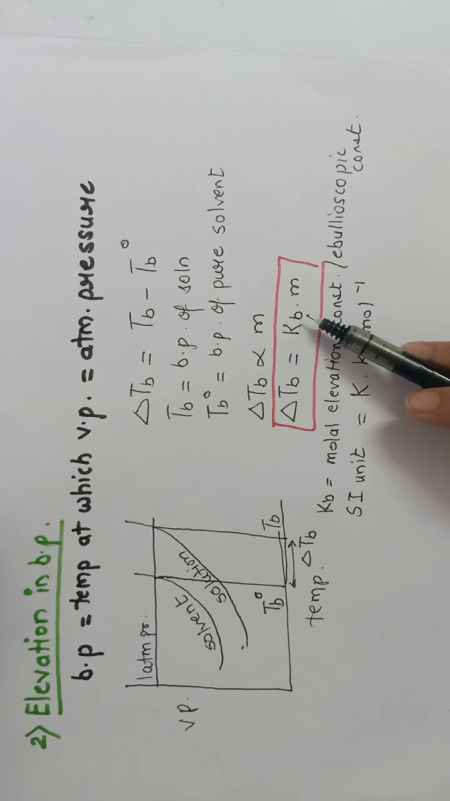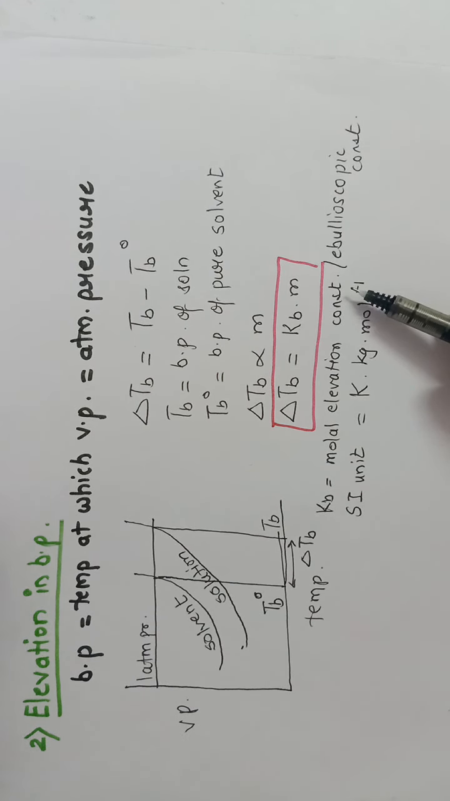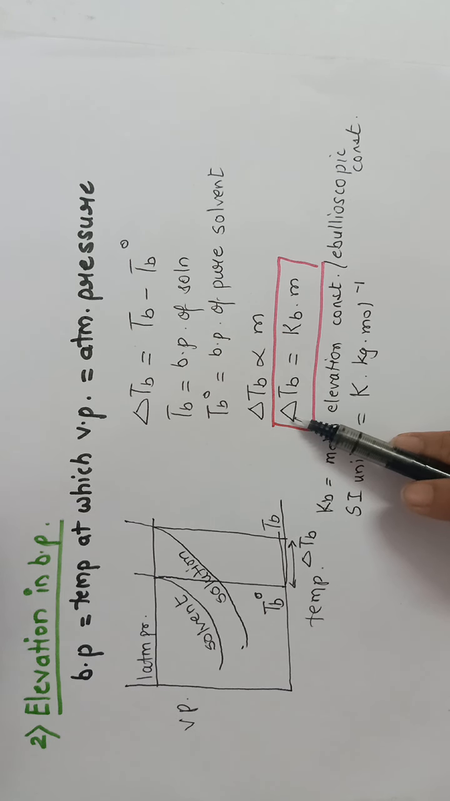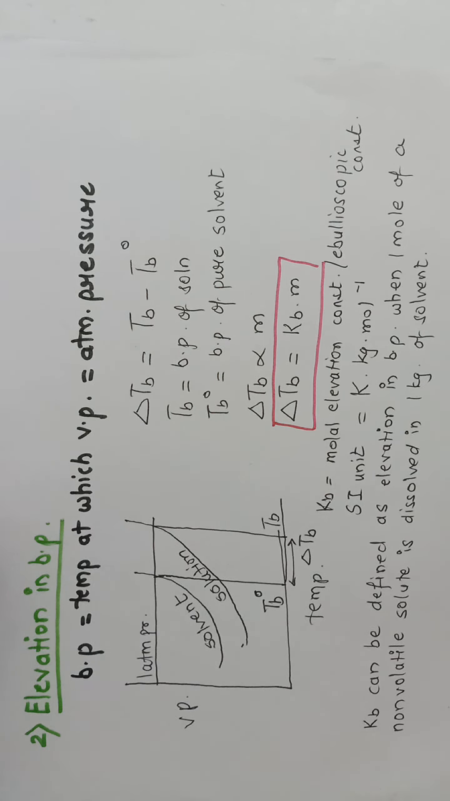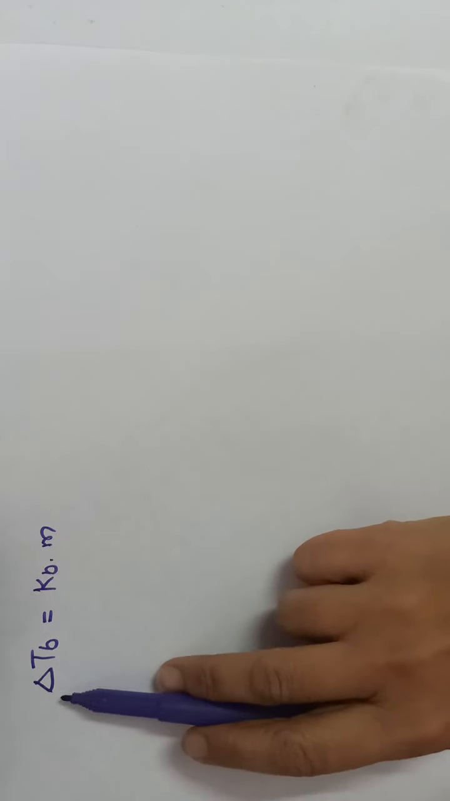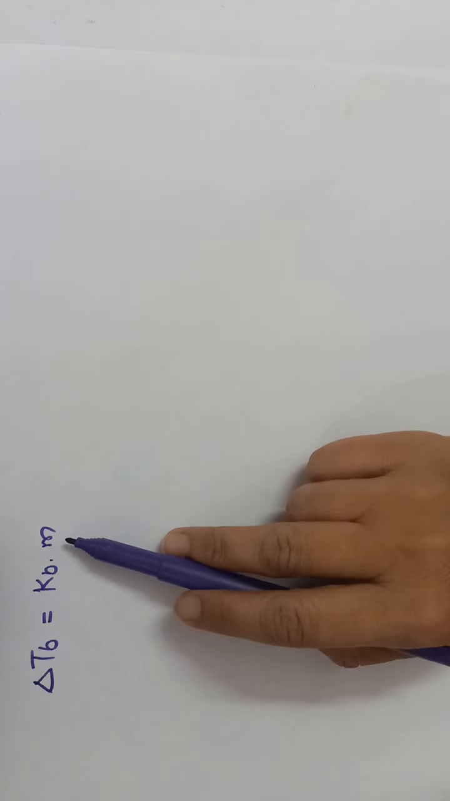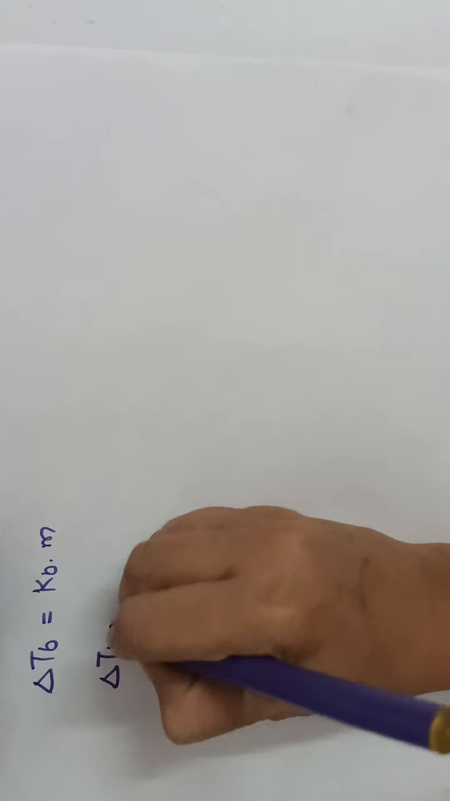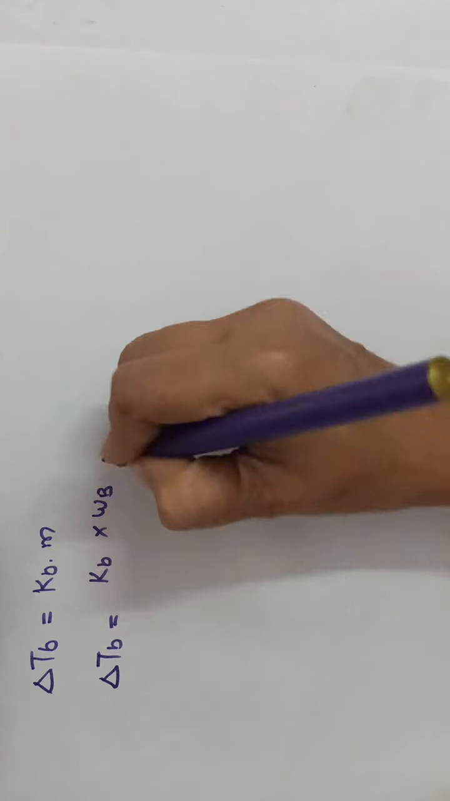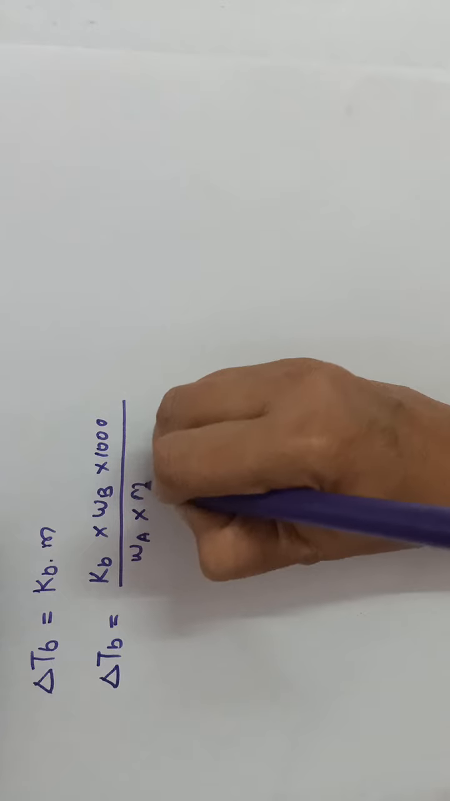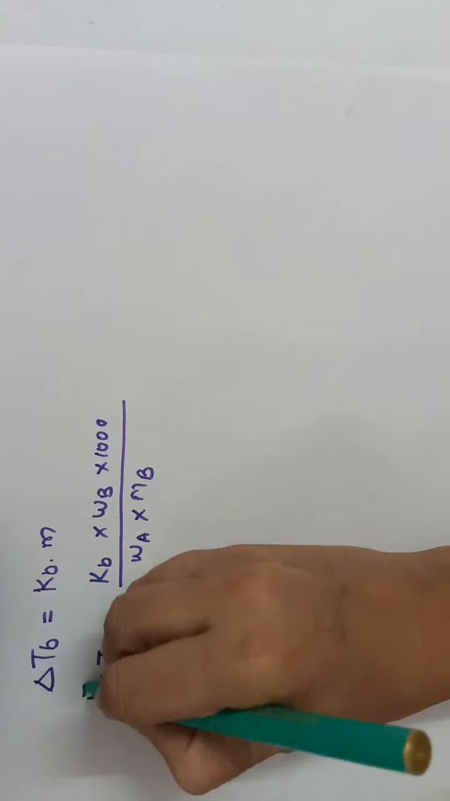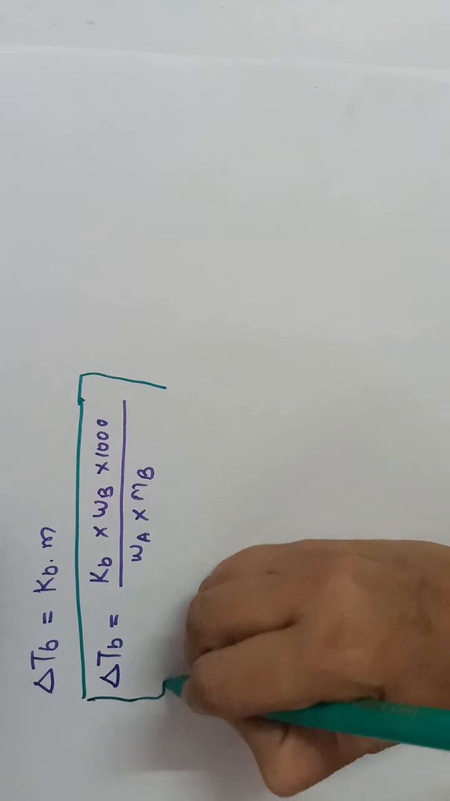How can we define Kb? Kb, or the molal elevation constant, can be defined as the elevation in boiling point of a 1 molal solution, or I can say the elevation in boiling point when 1 mole of a non-volatile solute is dissolved in 1 kilogram of solvent. Just now we have seen that ΔTb equals Kb into m. But since this is molality, ΔTb equals Kb into WB into 1000 upon WA into MB. Again, you have to use this formula which is important for the numericals.